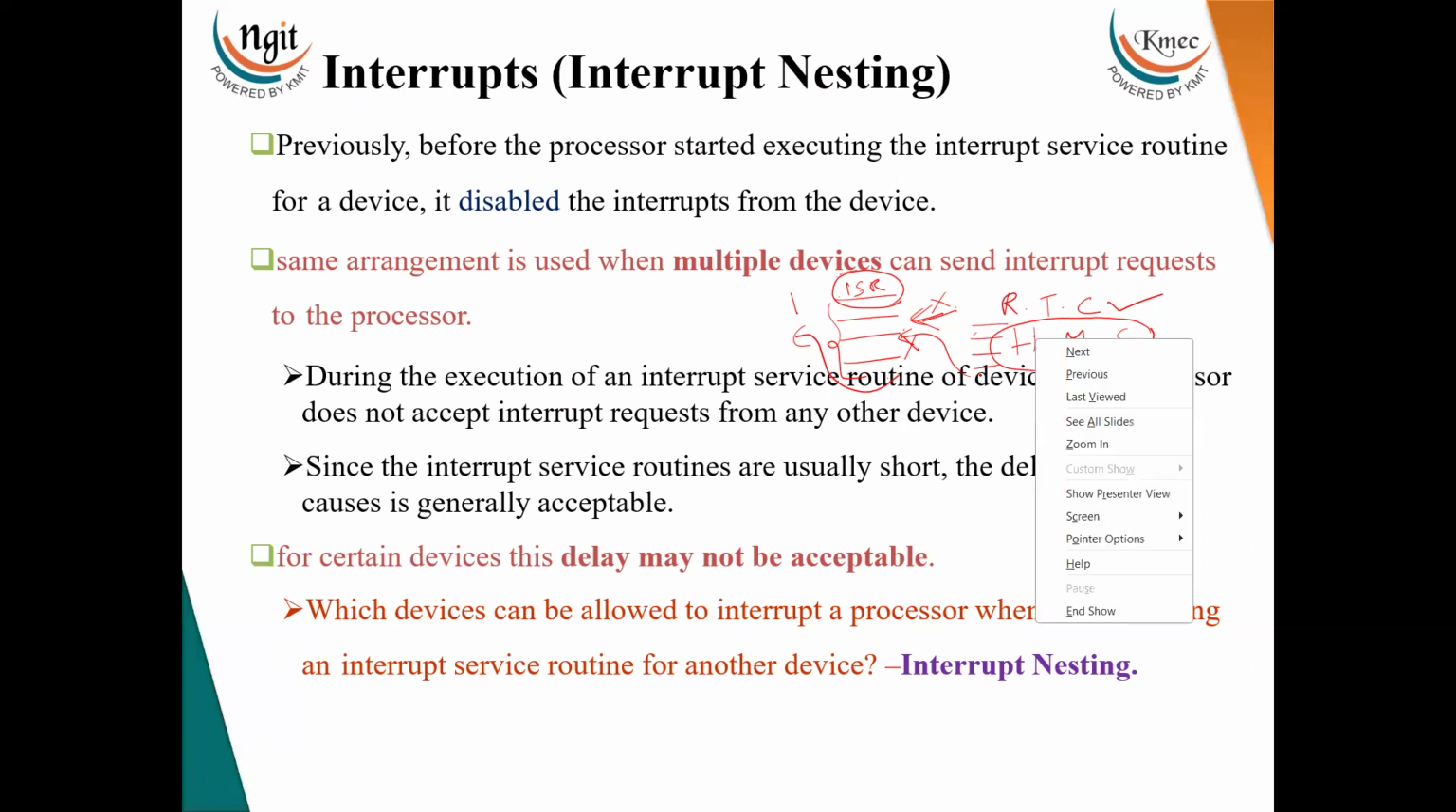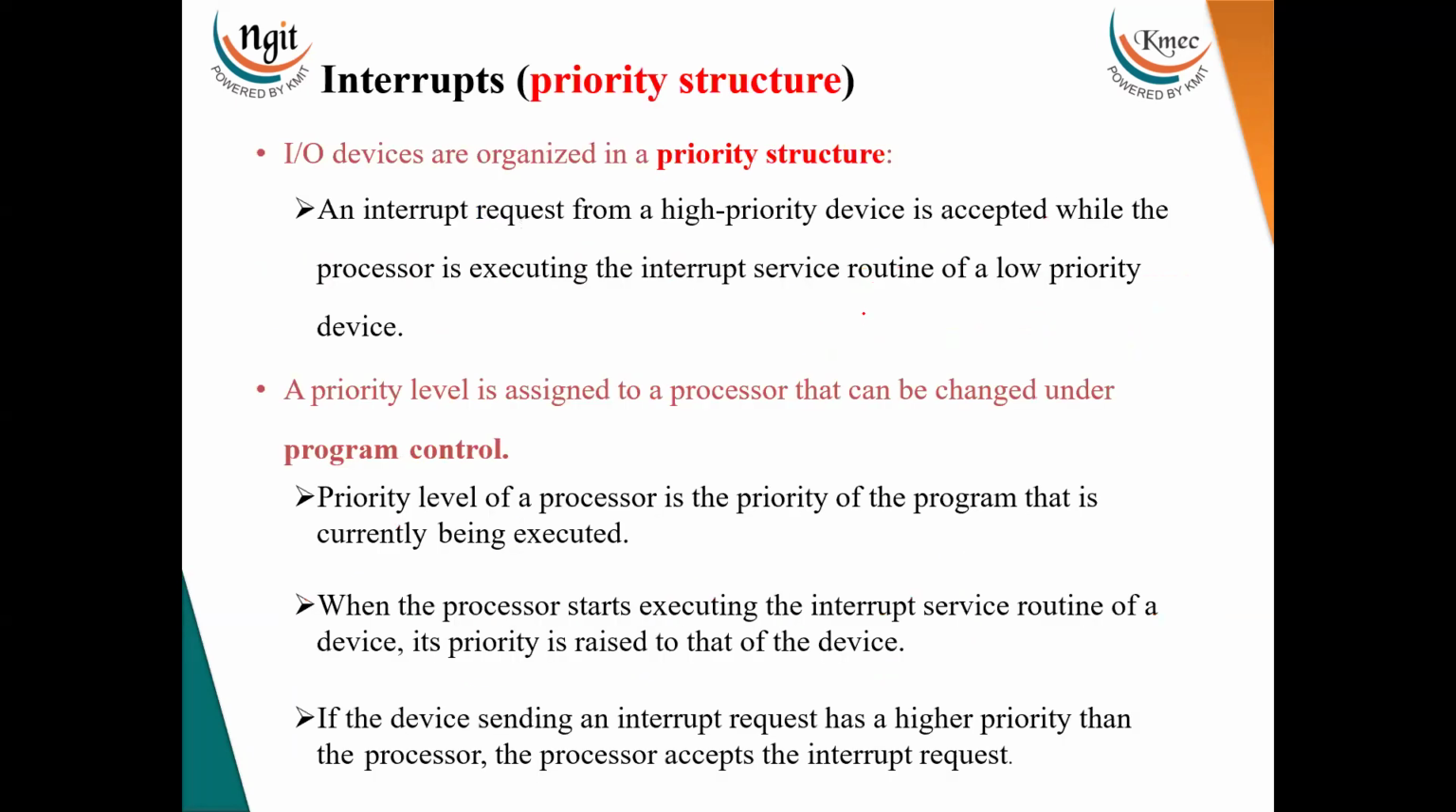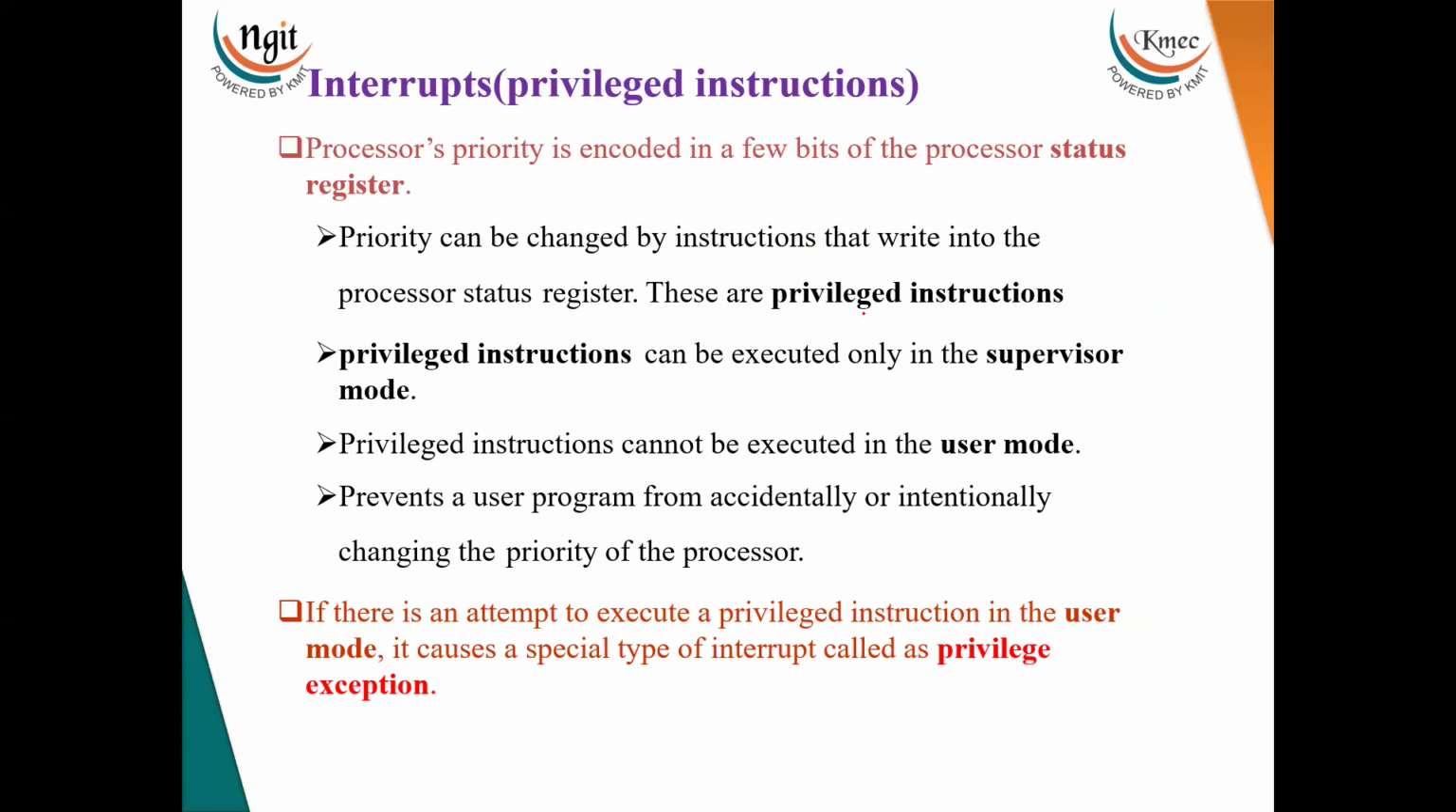So, accepting an interrupt in between the ISR of one device is called interrupt nesting. Okay, in between, one ISR is being executed inside another ISR. This is called interrupt nesting. And these priorities can be assigned. Now, this happens only when the devices are given priorities, and these priorities can be assigned by using the privileged instruction.